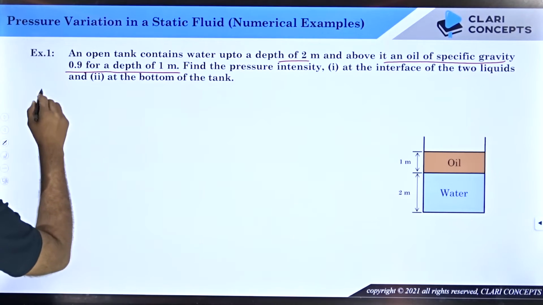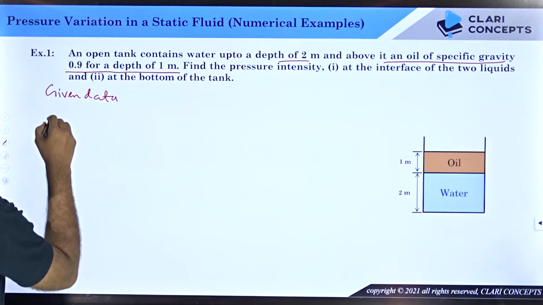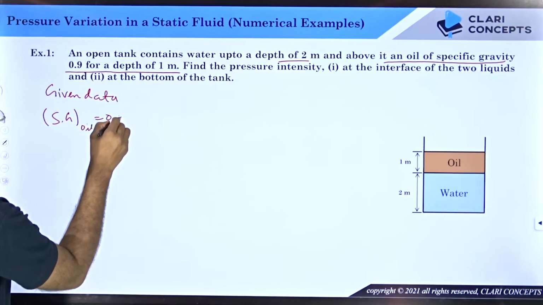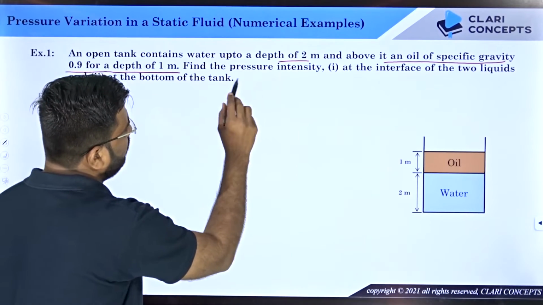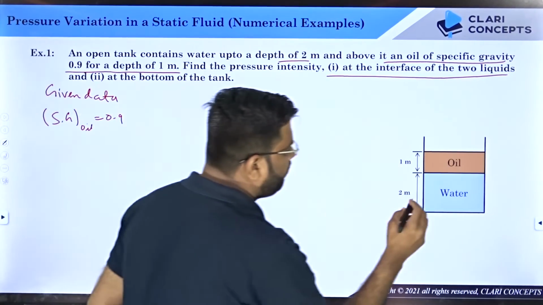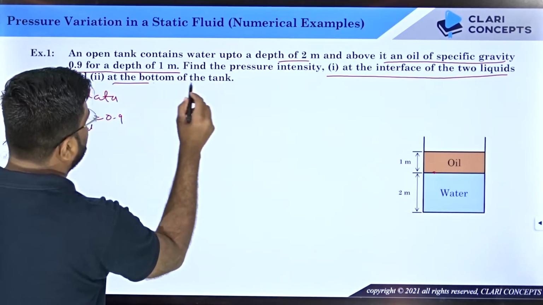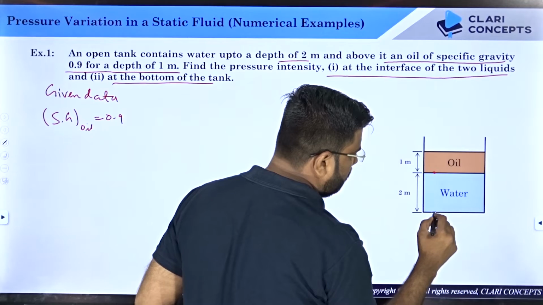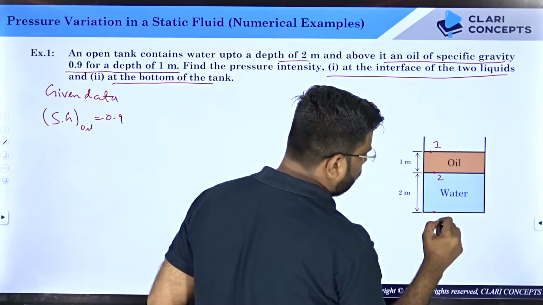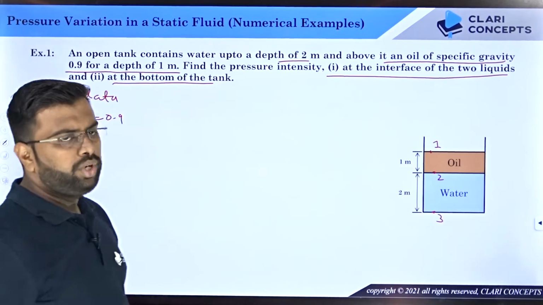So let me just write down the given data. I have been given specific gravity of oil as 0.9. Find the pressure intensity, number 1, at the interface of the two liquids. That means somewhere over here. And at the bottom of the tank, that means somewhere over here, for example. So let me mark 3 points. One is point number 1, 2 and 3. So my target is to find the pressure at point number 2 and pressure at point number 3.